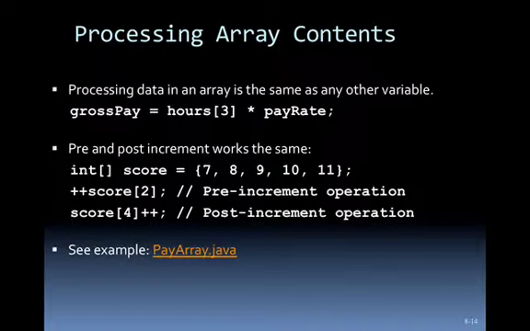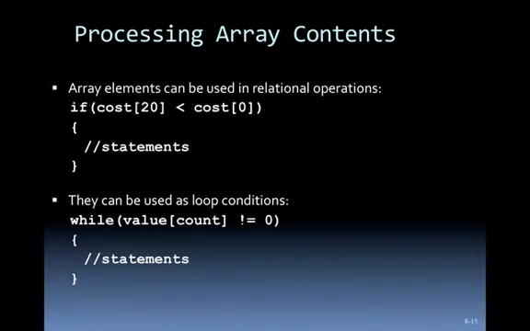Pre and post increment work the same way. If you don't understand what that is, that's okay. Array elements can be used in relational operations as long as they're numeric array elements. So I can compare the value stored in cost sub 20 with the value stored in cost sub 10. That's not a problem. I can use variables or array items to count loops if I so choose. It's not that hard because, again, it is just a value stored at a specific position in a specific list.